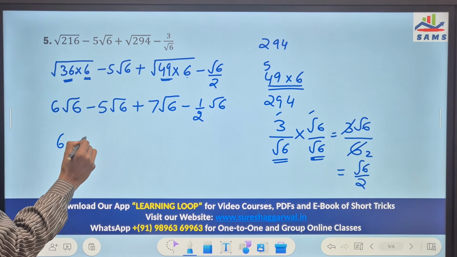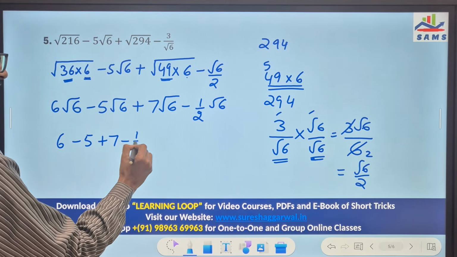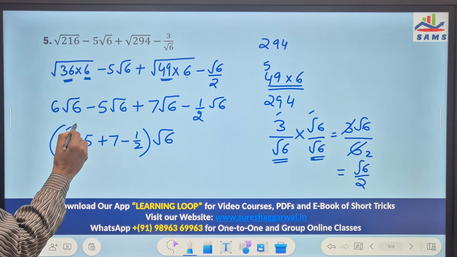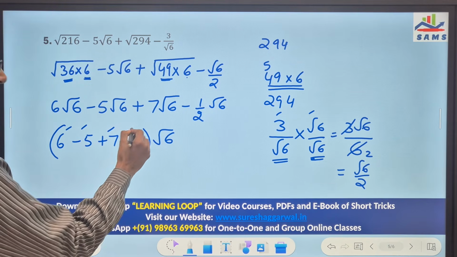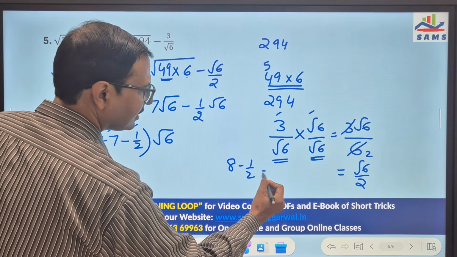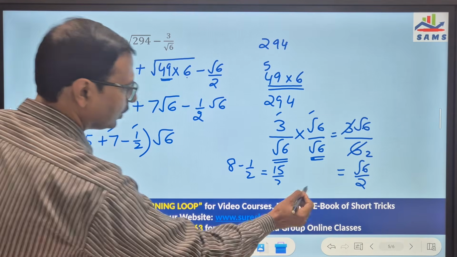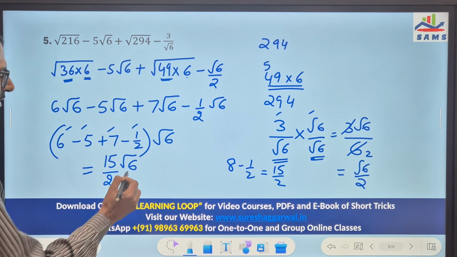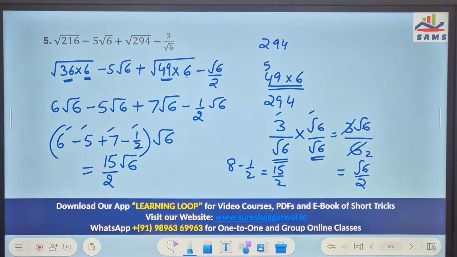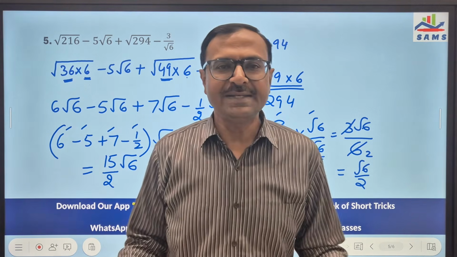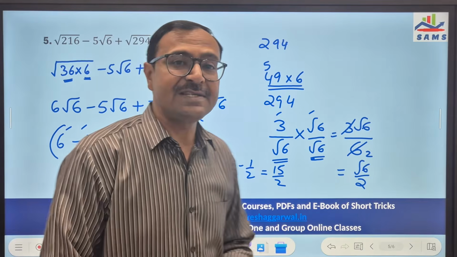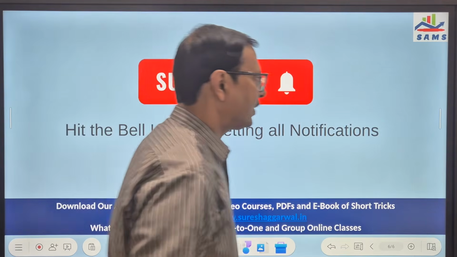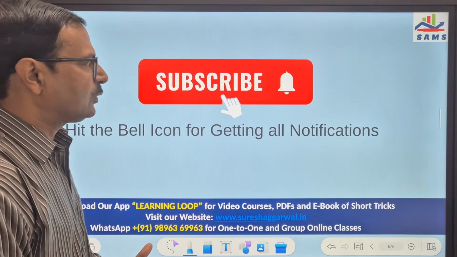So we will write 6 minus 5 plus 7 minus half followed by a root 6. This gives me 6 minus 5, 1, 1 plus 7, 8. 8 minus half. Now 8 minus half is 16 minus 1, 15 by 2. So your answer for the question is 15 by 2 root 6, which is the simplified version of the answer. So friends, these are the things you need to understand in these very important concepts of irrational numbers, how to apply the operations and get to our final answer for the question easily.